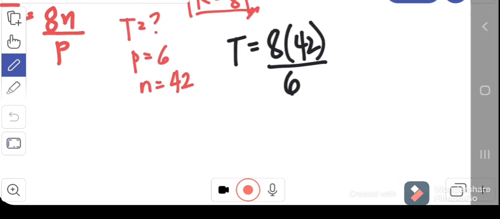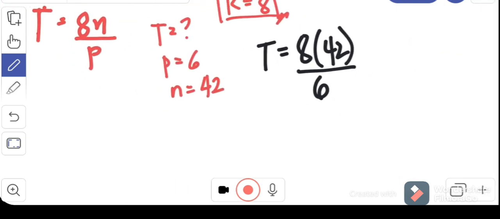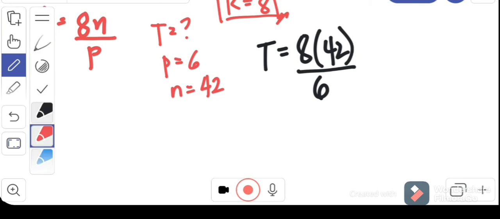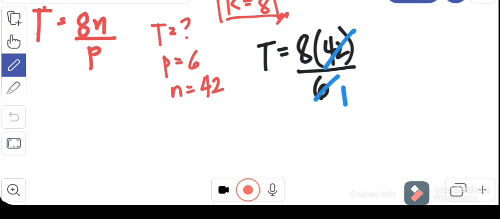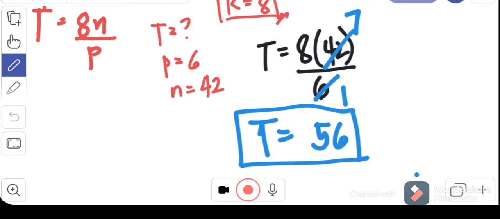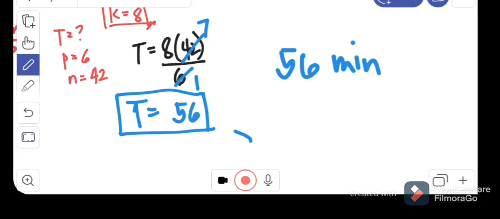Now, what is this? So, we can cancel 42 and 6. This is 1 and 7. Now T is equal to 56. So, the time is 56 minutes. Final answer. Answer is 56 minutes to solve 42 problems for 6 people.